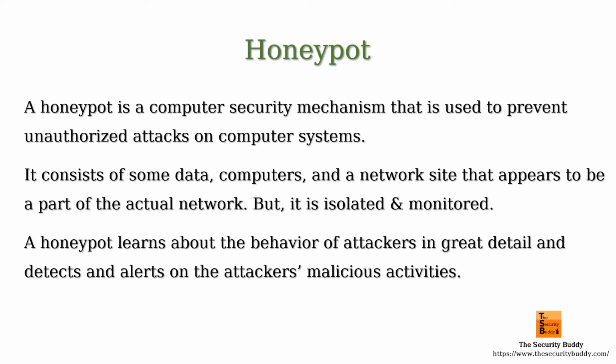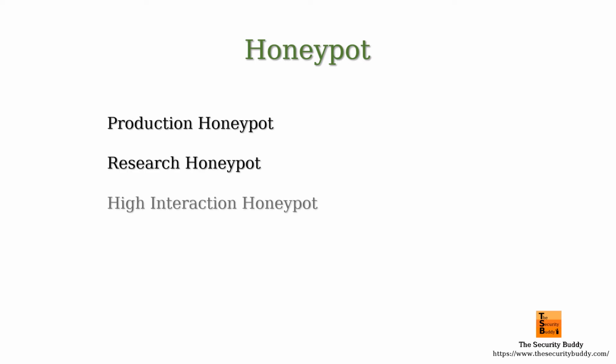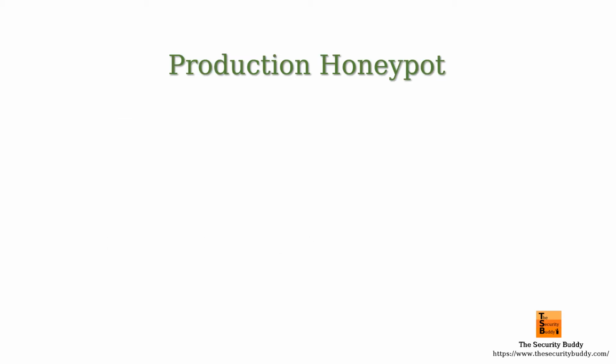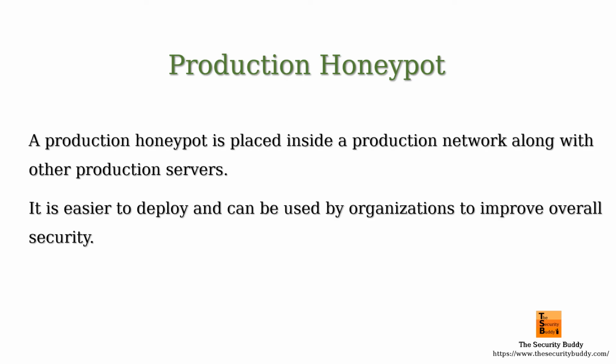There are different types of honeypots: production honeypots, research honeypots, high interaction honeypots, and low interaction honeypots. A production honeypot is placed inside a production network along with other production servers. It is easier to deploy and can be used by organizations to improve overall security.